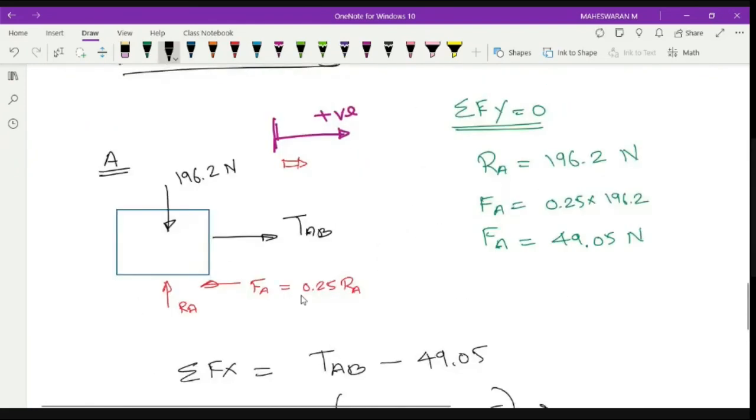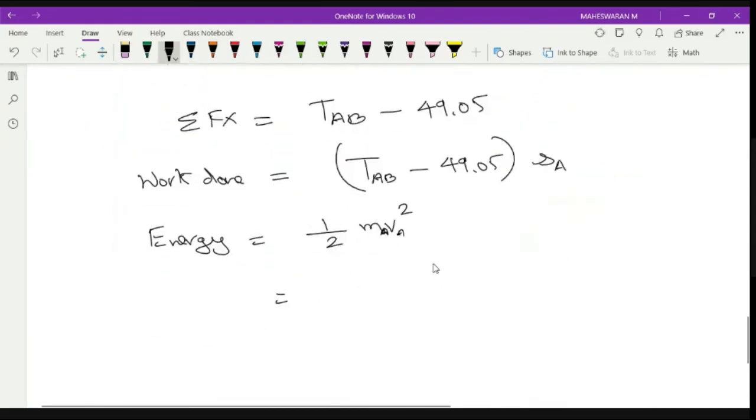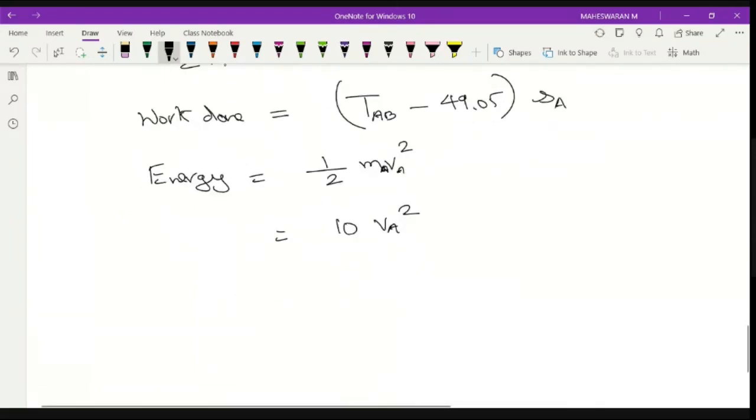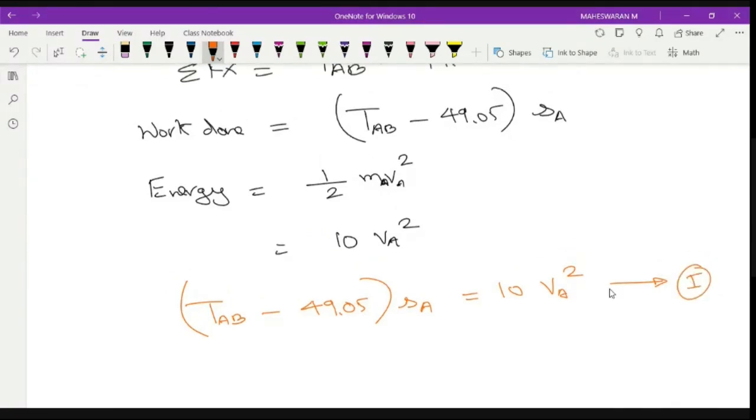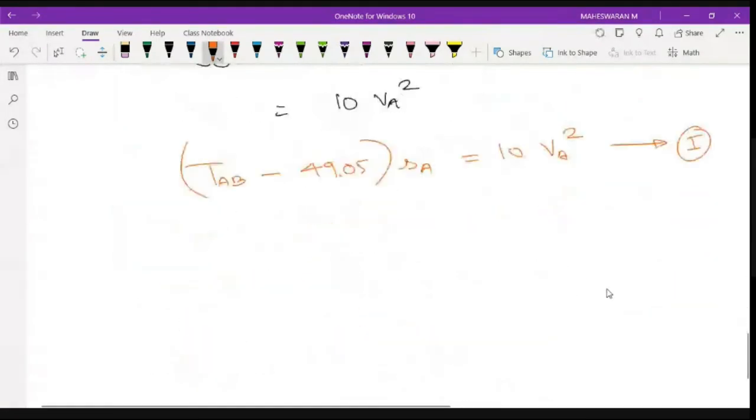So what is the weight of this block? 20, right? Which means 10 va square. Right, so I can equate it now. If I equate, I will get TAB minus 49.05 SA is equal to 10 VA square. So let me consider the first equation. Now, let me go for the next block, B.